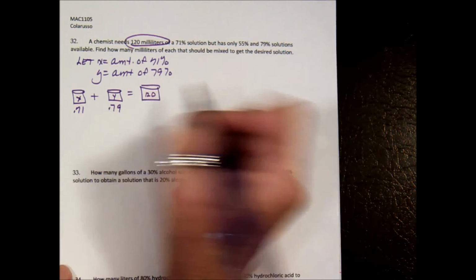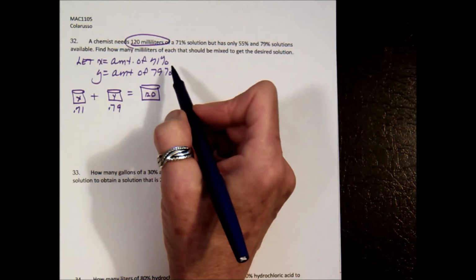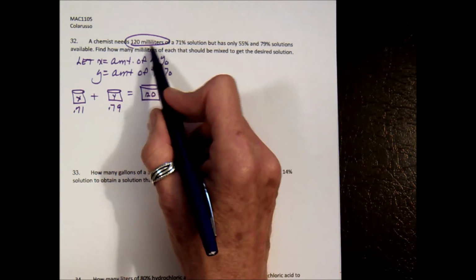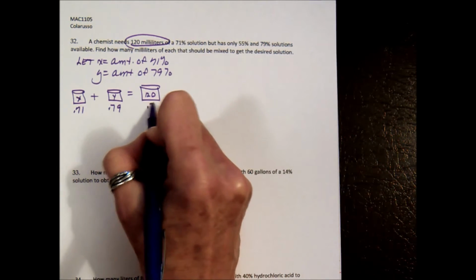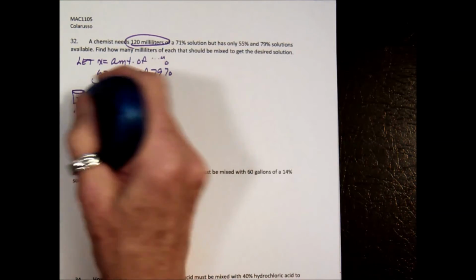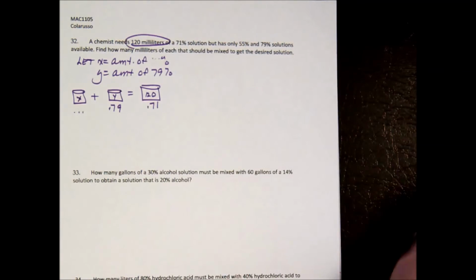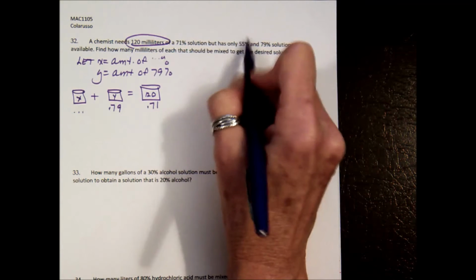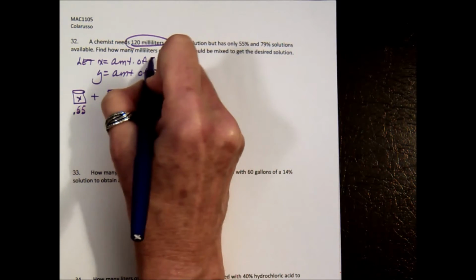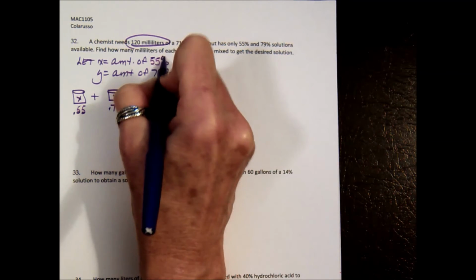And he wants it, oops, I did something wrong. He wants the end one to be 71. So I labeled this incorrectly. So that one is one of the ones he has. He only has 55 and 79. So that should be your 55. You really have to read carefully, I'm saying to myself.